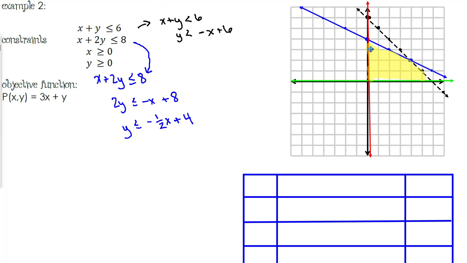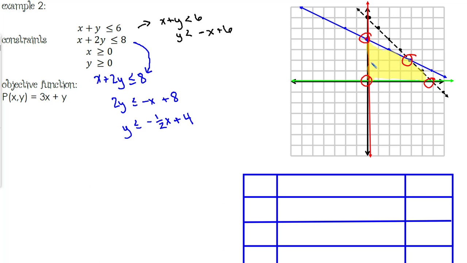So you should have had that blue region have a slope of -1/2, so it looks like this. Your black one should have had a slope of -1, and it should be dashed. And then your red, which was x is greater than 0, and your green, which was y is greater than 0. So now the next step is we need to identify what each of those vertices are. We have 4 vertices that are important.